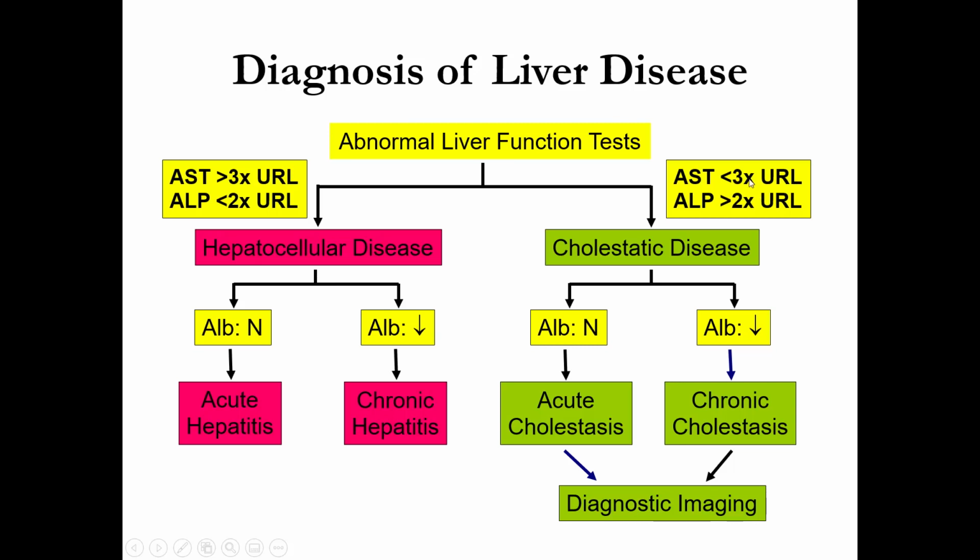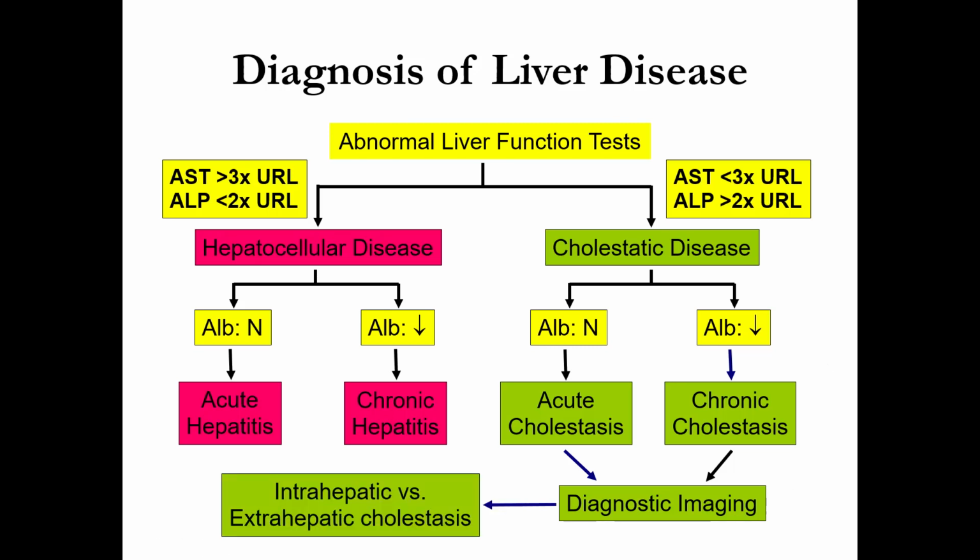If AST is less than 3 times normal and ALP is greater than 2 times normal, it could be cholestatic disease. You measure albumin. If albumin is normal, it could be acute cholestasis. If albumin is decreased, it could be chronic cholestasis. Either way, you want to do diagnostic imaging to confirm. And then intrahepatic versus extrahepatic cholestasis can be distinguished by diagnostic imaging.